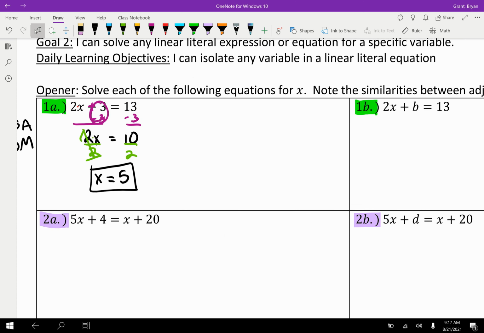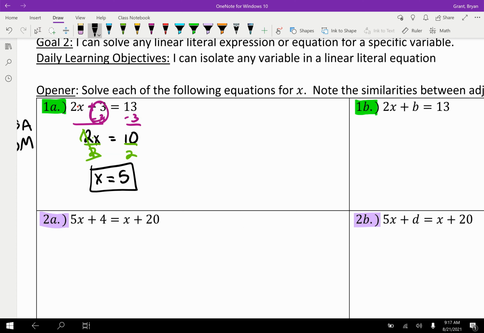Well, 1b actually looks exactly the same as 1a, except instead of 3, they have another letter in the equation. Now, you can call this letter a variable, or you can call it a constant. I think most people would probably think of this as a constant because it can be a single number, but you could consider it a variable too. You can pick anything you'd like for it.